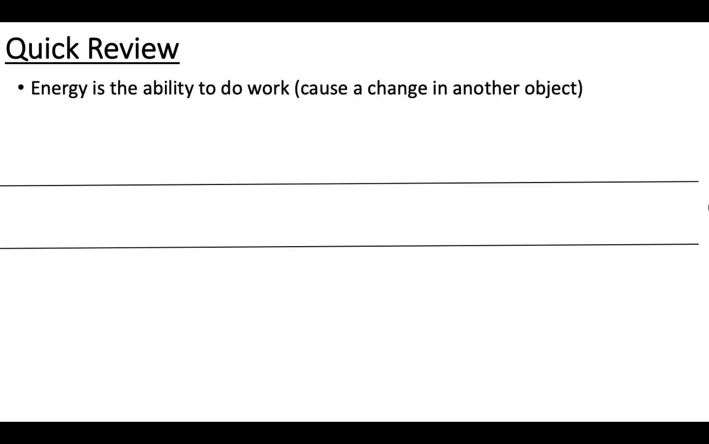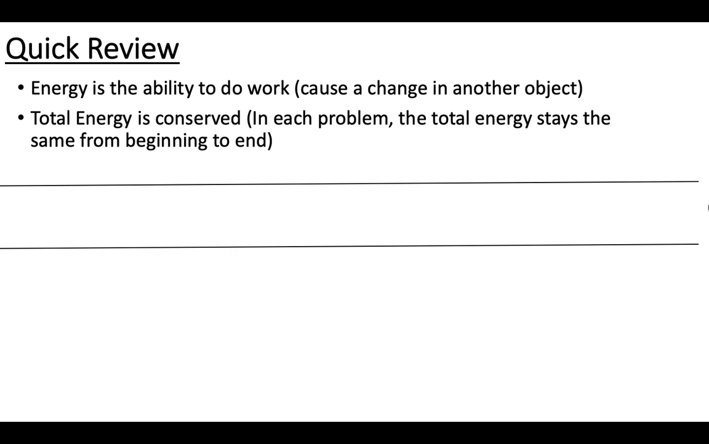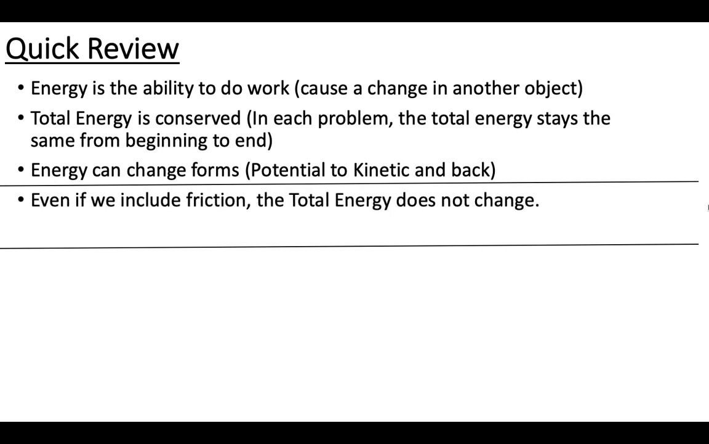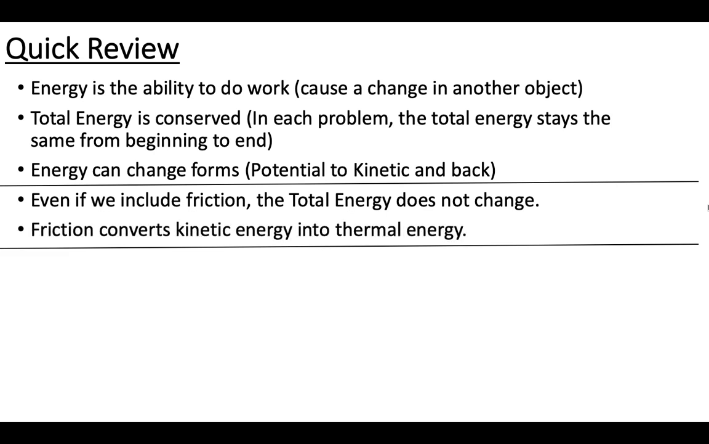So here we go. I want to review a few things really quick. Energy is the ability to do work, or that just means that it can cause a change in another object. Total energy is conserved, as I mentioned. So in each problem, the total energy stays the same from beginning to end. And as I said, energy can change form, so potential to kinetic and back. Even if we include friction, that was something we explored last week a little bit as well, the total energy does not change.